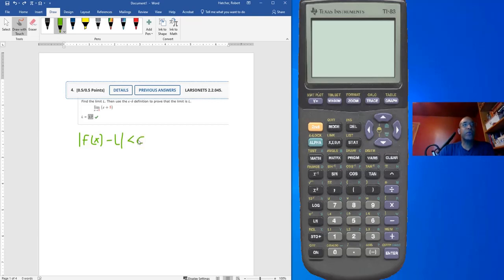So really what this means is that the function is very close to the value of the limit, because the distance between those two, which is what f of x minus L represents, is less than epsilon, right? Epsilon just represents a very, very small number. The other thing we want to be true is that x is approaching 9. So we want x to be very, very close to 9 in this case.